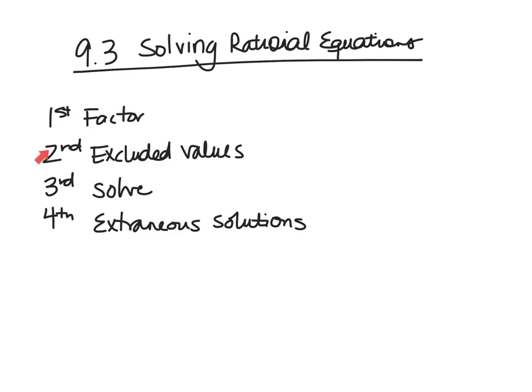The second thing we need to do is talk about excluded values. So remember, excluded values are where your denominator cannot equal 0. Then you're going to solve, which is what we're going to talk about today, because this other stuff is old. And the last thing, which is actually new for today, is checking for what we call extraneous solutions, which are solutions that we're going to get that are outside of our domain. So they're like undefined values, but we get them as solutions. And I'll show you what that means in an example or two here.